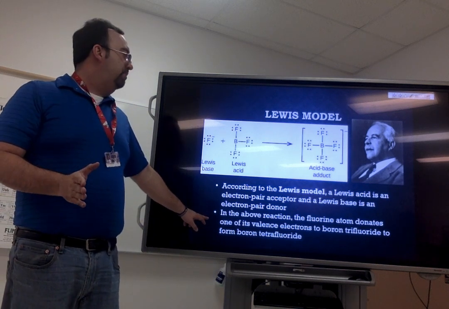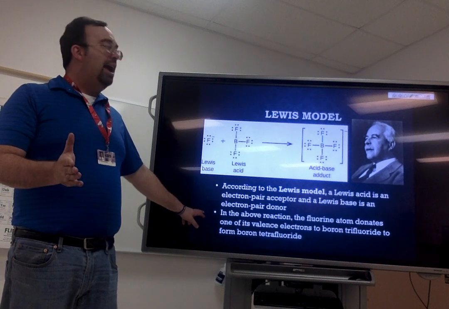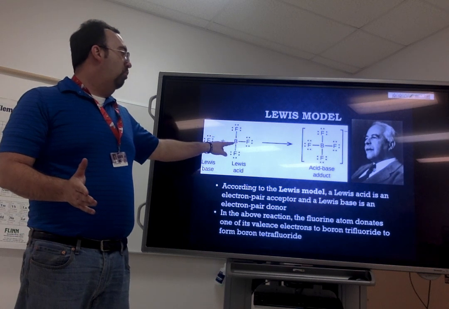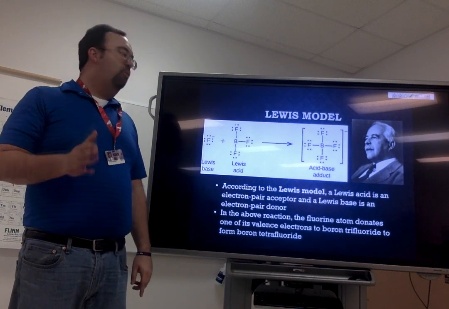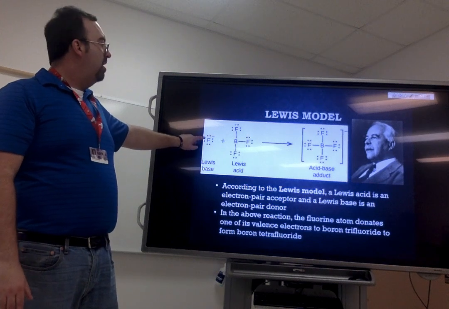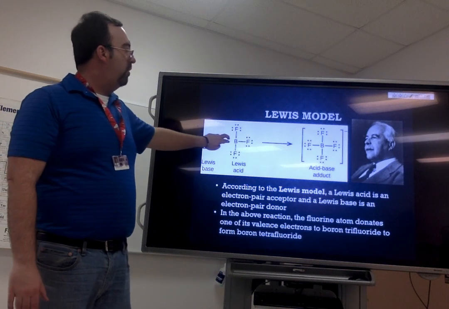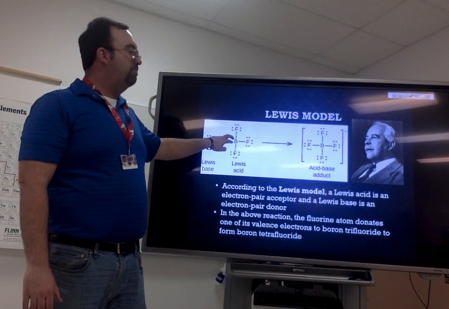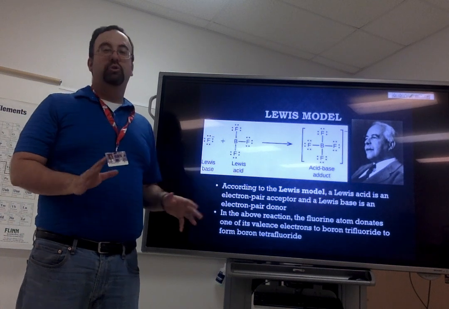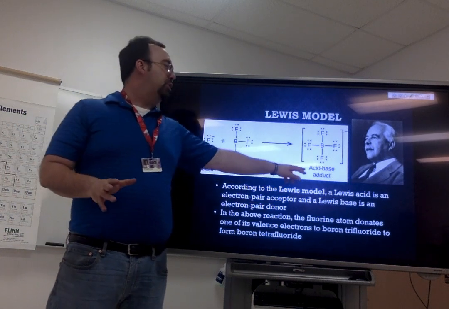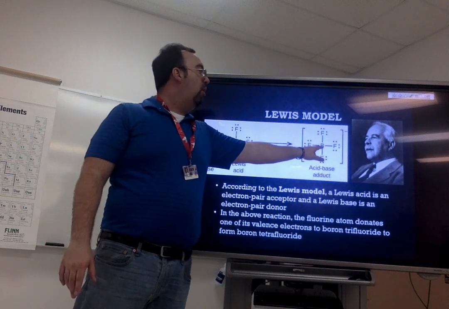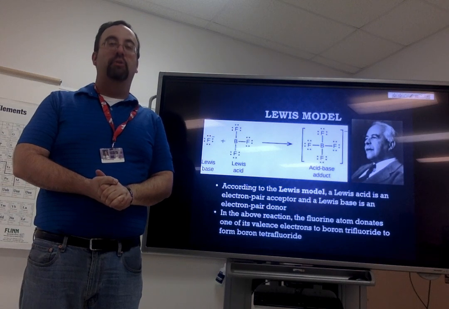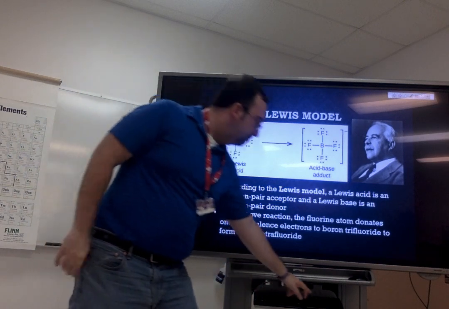In the above reaction, we can see that the fluoride ion donates one of its electron pairs to boron trifluoride to form the boron tetrafluoride ion. So in this case, because it's donating the electron pair, this is the Lewis base, and because the boron trifluoride is accepting the electron pair, it becomes the Lewis acid. And so again, this is our product, the boron tetrafluoride ion. This is, again, another model of acids and bases. All right.